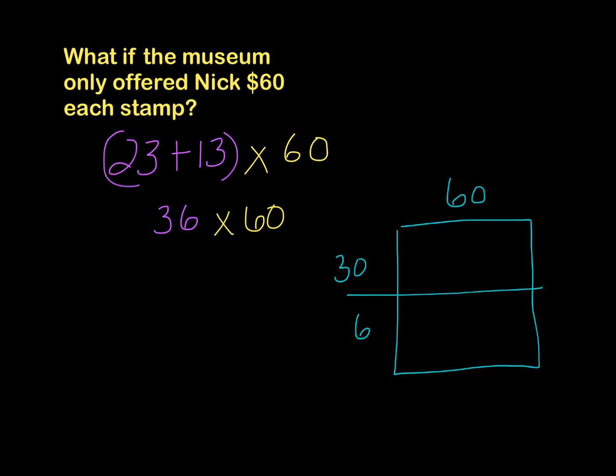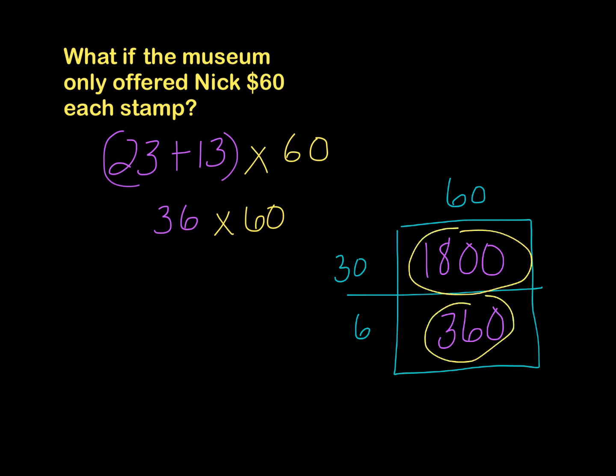30 times 60 gives us 1,800. And 6 times 6 tens will give us 36 tens, or 360. We add these partial products up. And we see he has made $2,160.